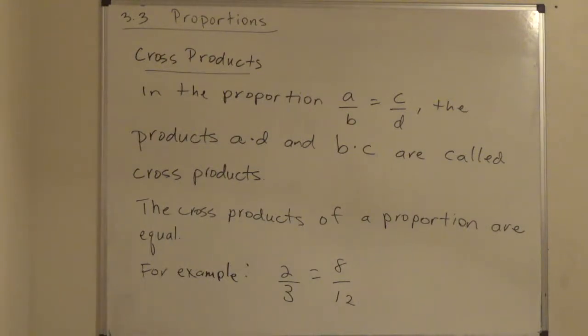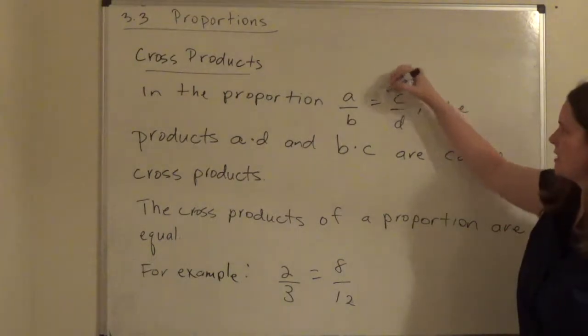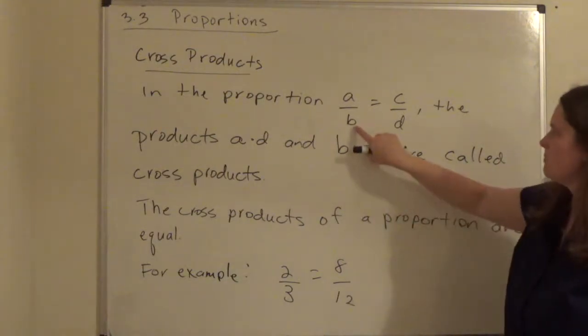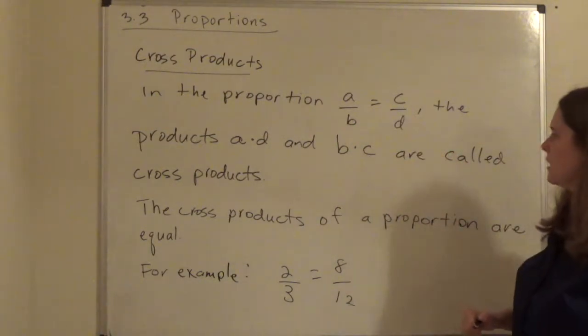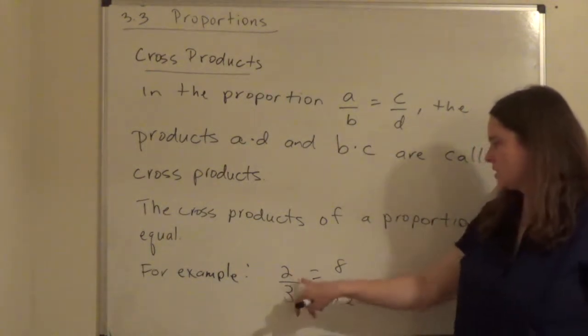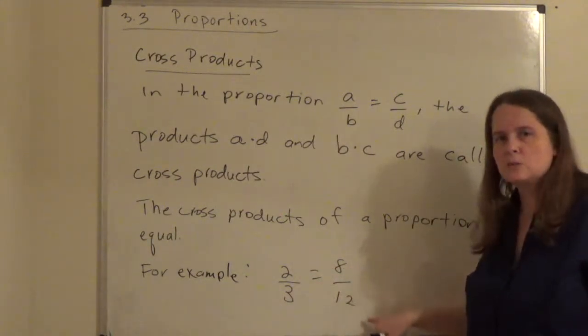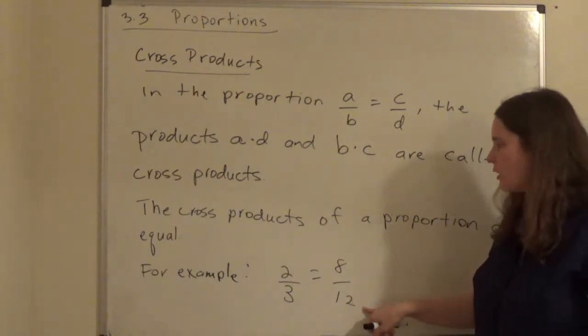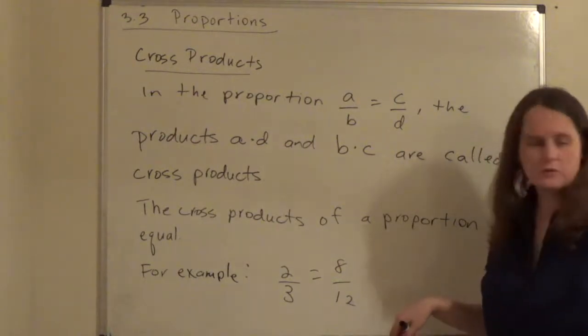When we work with proportions, we like to talk about cross products. In the proportion A to B equals C to D, the products A times D and B times C are called cross products. So this numerator and this denominator multiplied together is the A times D. B times C would be if you multiply this denominator and this numerator. The cross products of a proportion are always equal. So in other words, if you've got this proportion where 2 to 3 equals 8 to 12, that is correct, because if you put this in simplest form, you can divide by 4, divide by 4, it would give you 2 to 3. So these are equivalent.